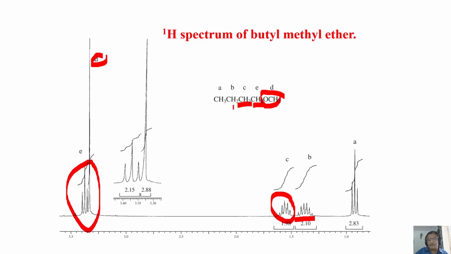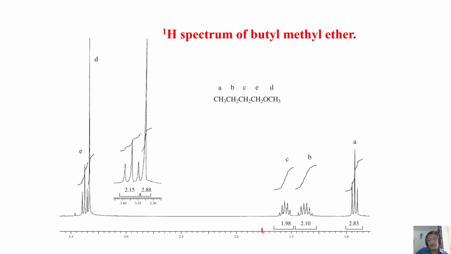That can safely be assigned to this group, because this is split into a quartet because of CH3, and each line of the quartet is split into a triplet because of CH2. It is more complex than this one. That is why this is assigned to be proton B. You understood the point? This is proton B.